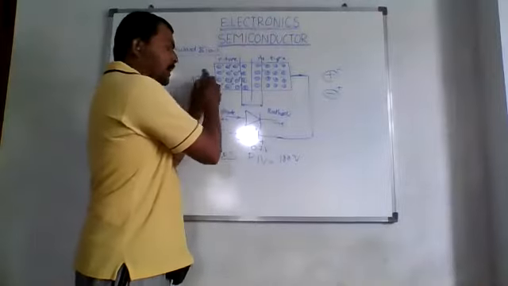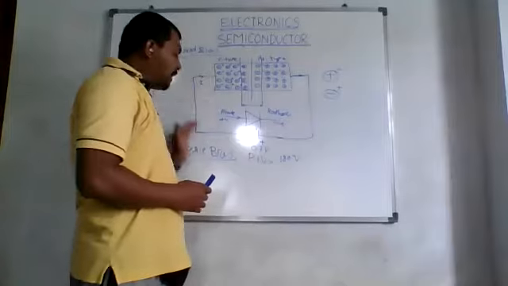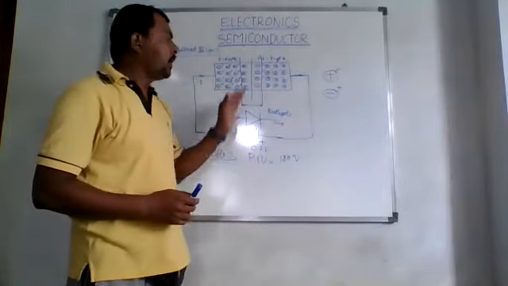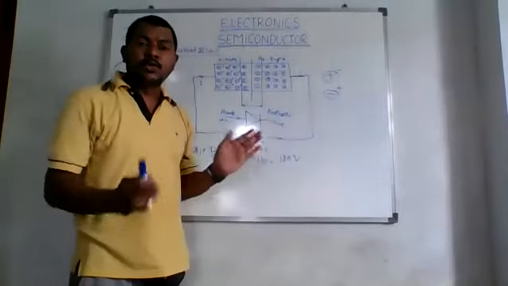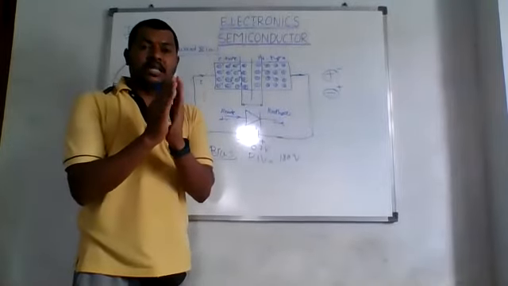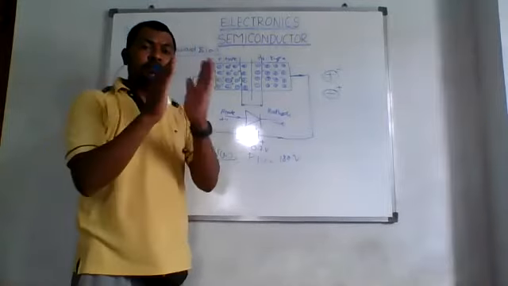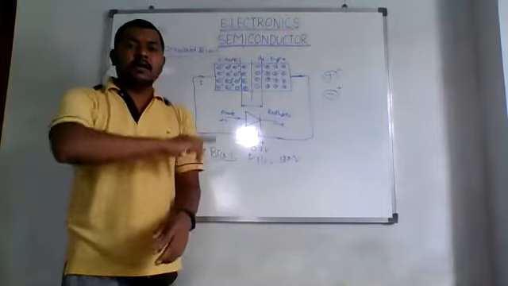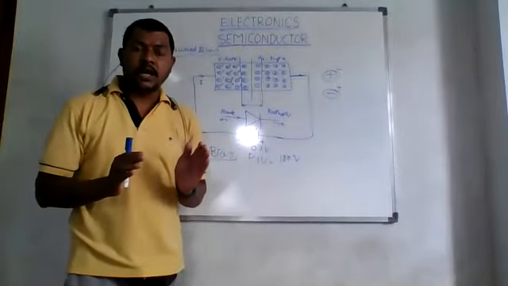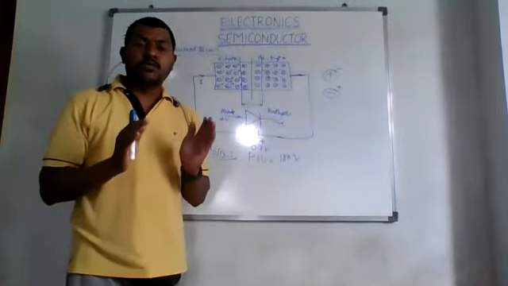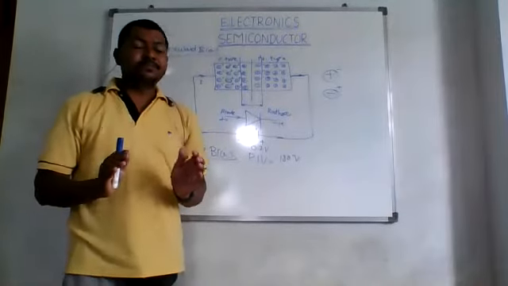When the positive terminal is connected to P type and the negative terminal is connected to N type, the positive holes are repelled by the positive potential of the battery, and negative electrons are repelled by the negative potential of the battery, due to which the depletion layer goes on decreasing. After some voltage, around 0.7 volts, the depletion layer dissolves and current starts flowing through the PN junction diode, and we say the diode is in forward bias condition, or the diode conducts in the forward bias region, right?